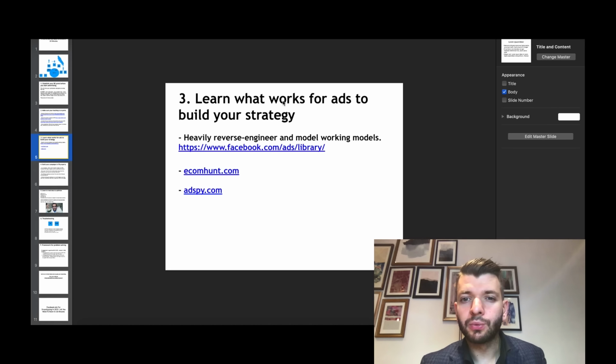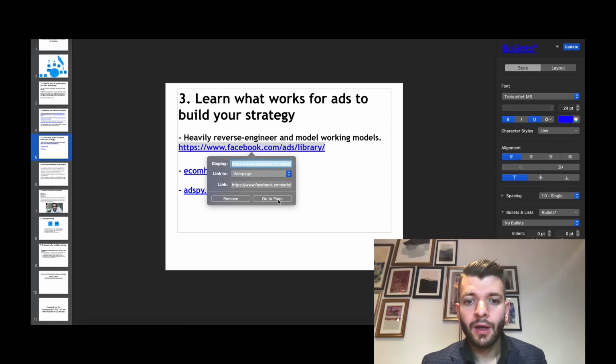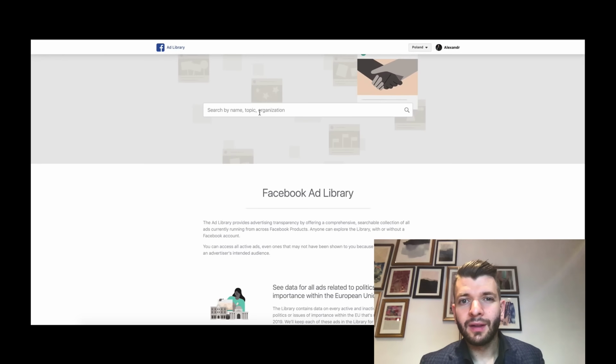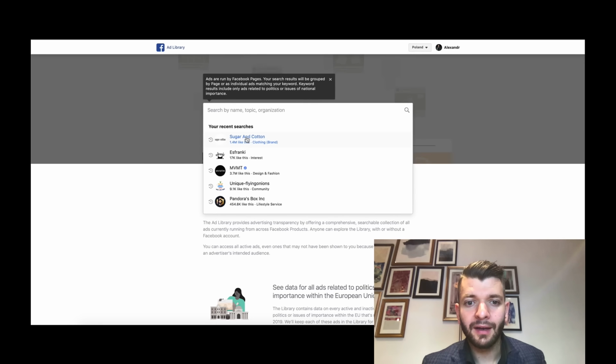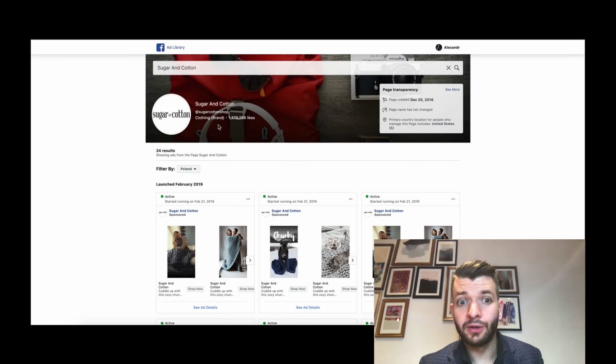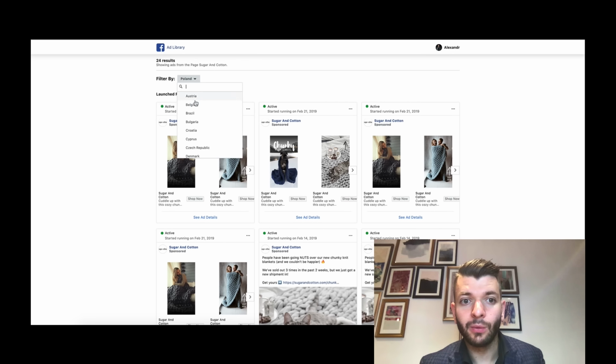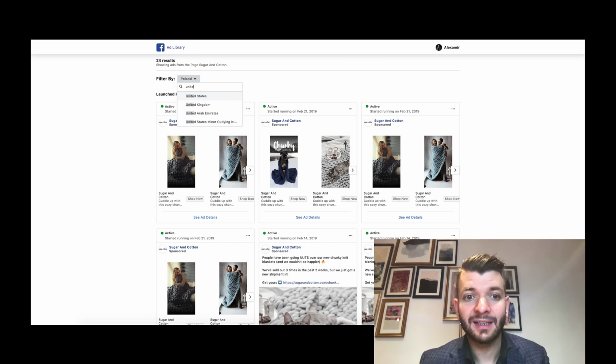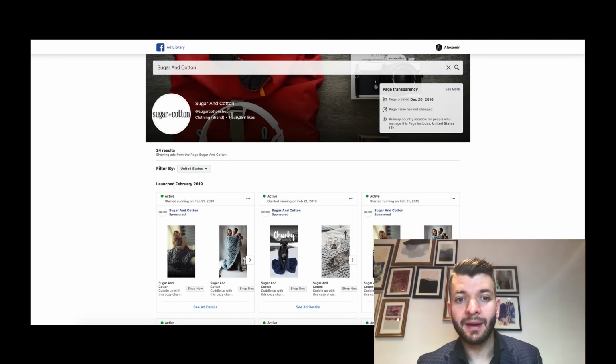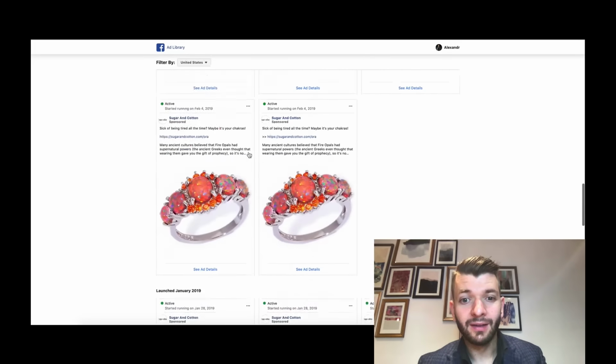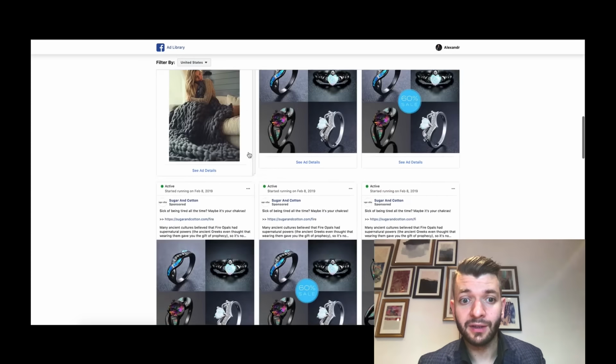Now, learn what works for ads to build your strategy. With Facebook ads, you have to constantly learn what's working, and typically we like to see what the competition does, our most successful competitors. If you know some competitors in your space that are successful, reverse engineer their strategy for advertising.